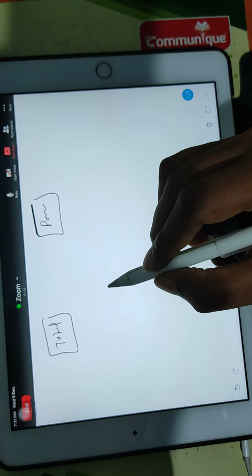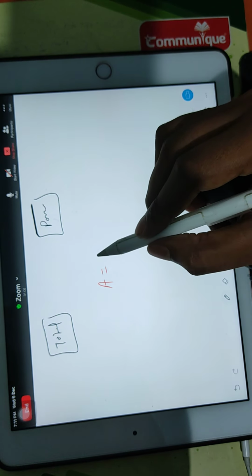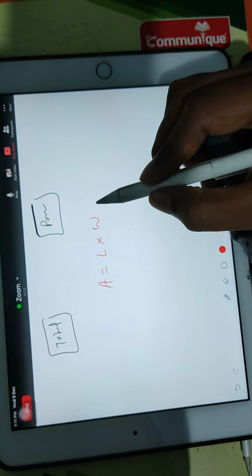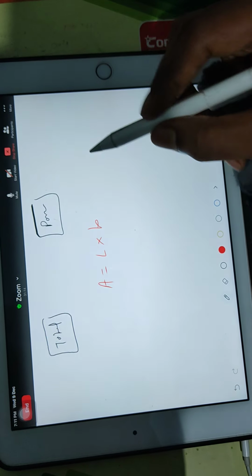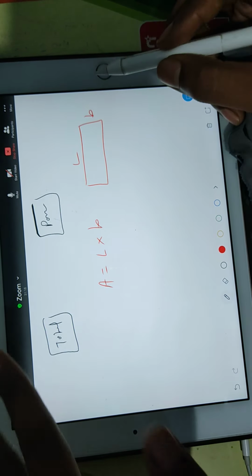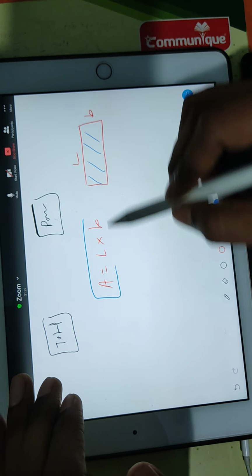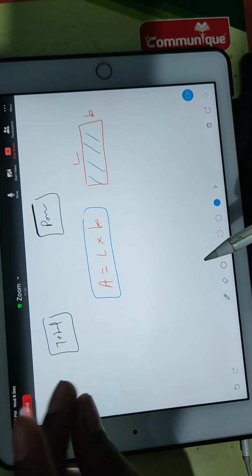If you have any property, suppose for example the area formula, which is a very easy formula, length into width, or you use symbol B. So this we are using for a rectangle. Suppose length is L, width is B. If I tell you to find out the area, you can use this formula, length into breadth.